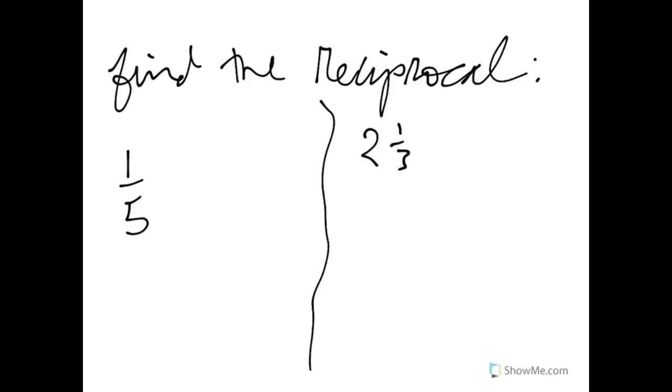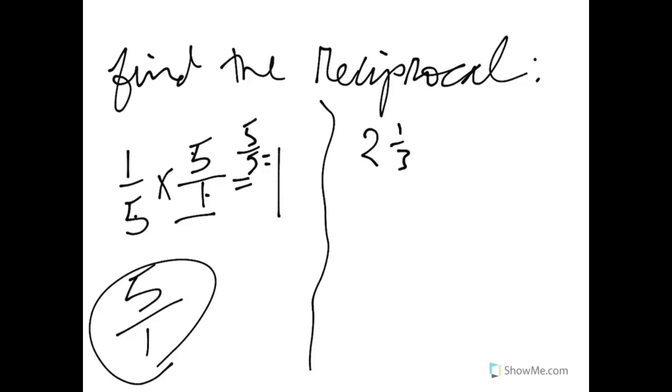Okay, let's find the reciprocal. Okay, 1/5 times what would give us 1 whole? Well, I think we know that if we flip it, like I said, 1 times 5 is 5, 5 times 1 is 5. 5/5 is the same thing as 1. So our reciprocal in this case would be 5 over 1.